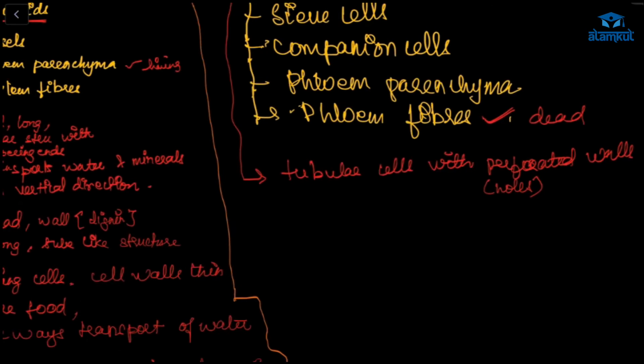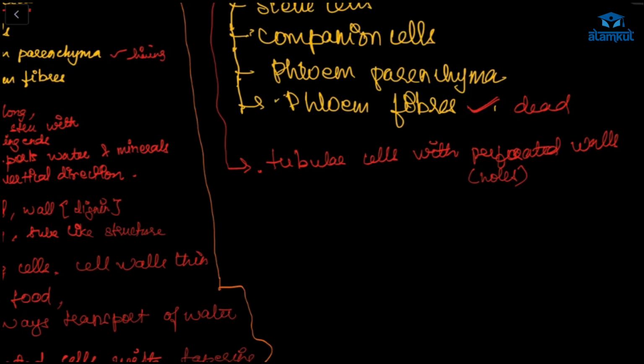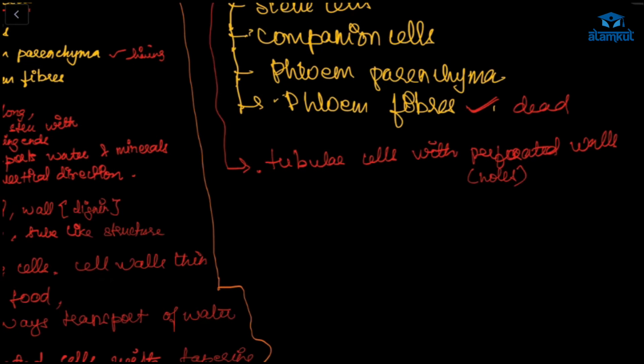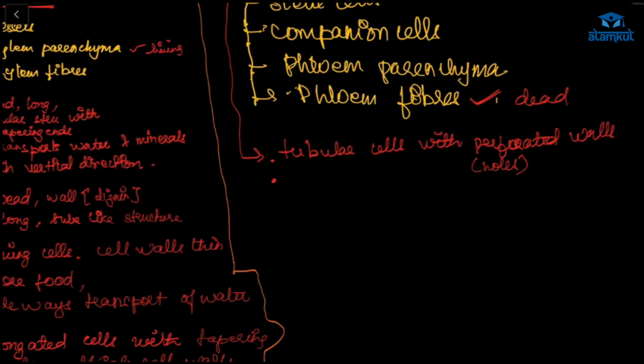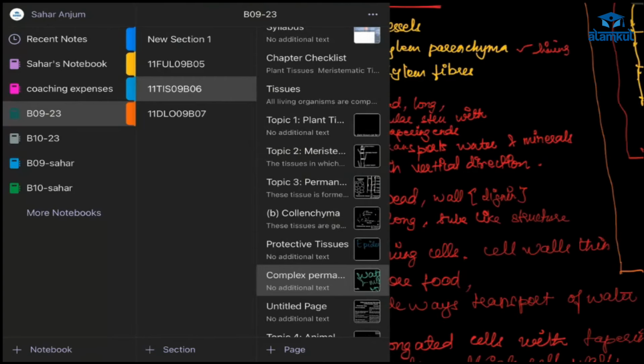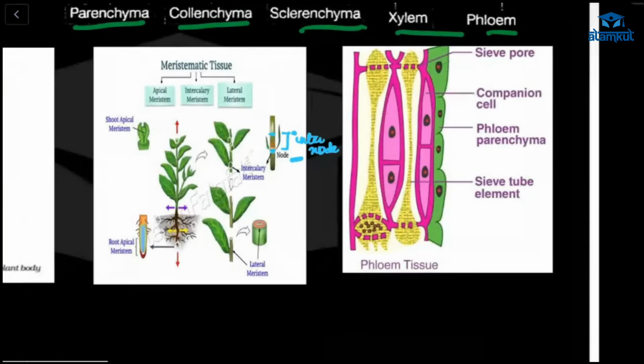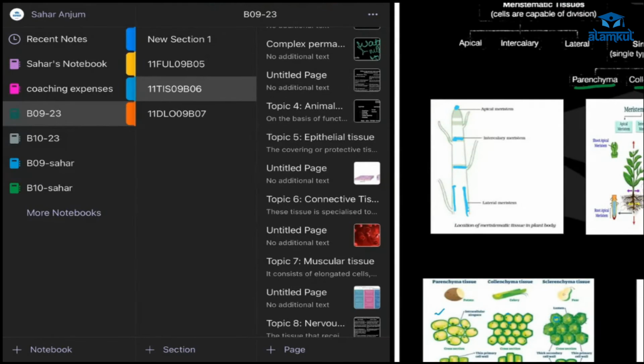Perforated. Okay. Now they contain a very thin layer of cytoplasm, and they contain sieve plates. This is called sieve plates.